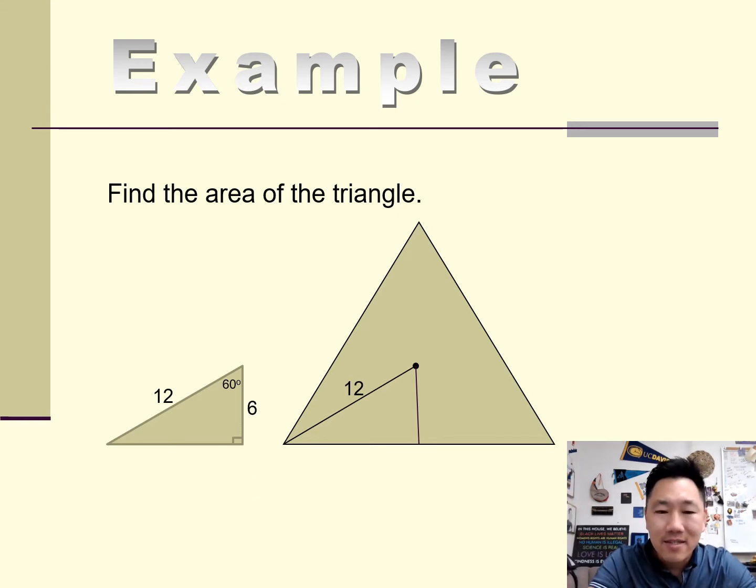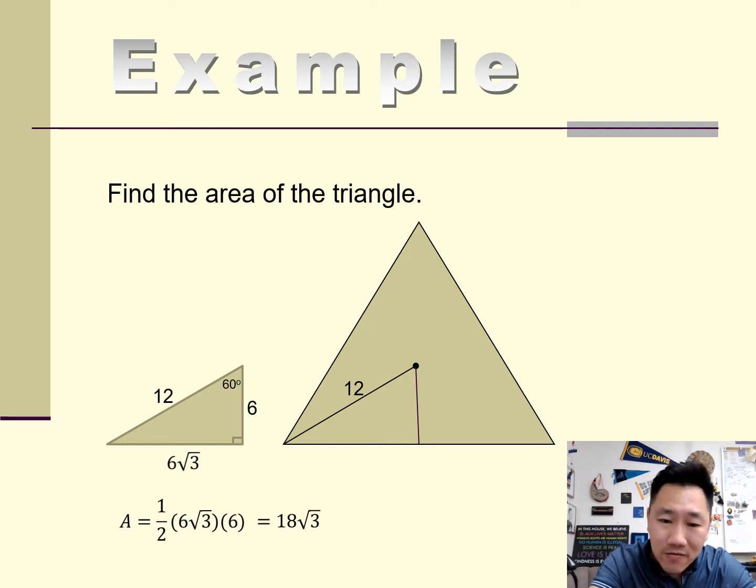We know that's 6 if we use our special right triangles, and we know that's 6 square root of 3. Special right triangles rules. I know you had to memorize those rules last chapter, and now you have to use them in this chapter. And you're going to have to use them a lot, so try to memorize those rules. All right, to find the area of that tiny triangle, it's 1/2 base times height, which is 18 square root of 3.